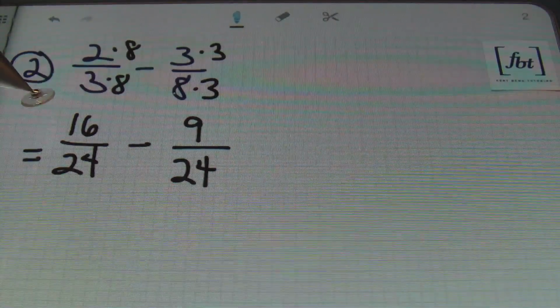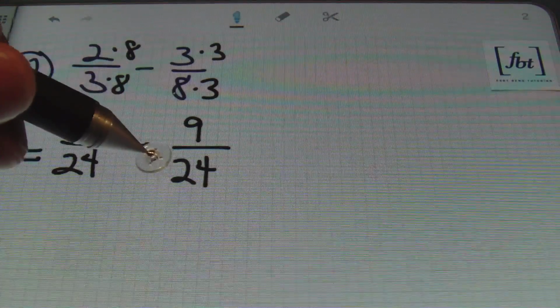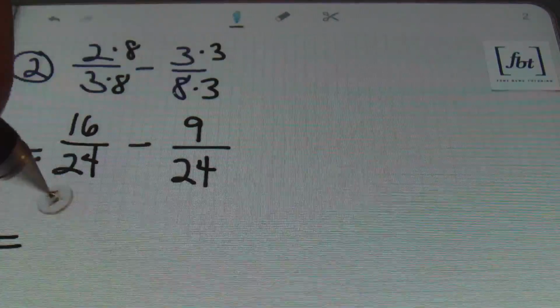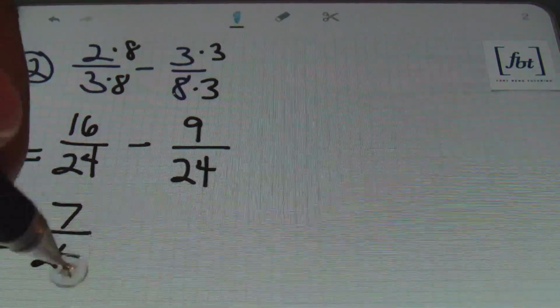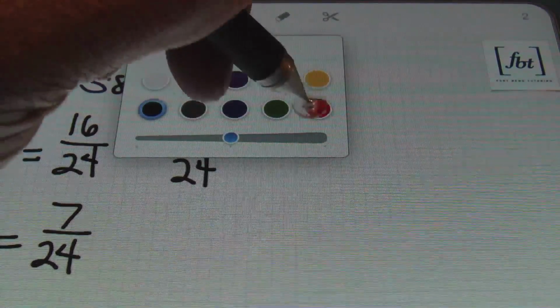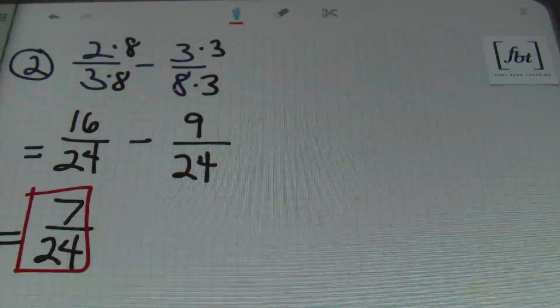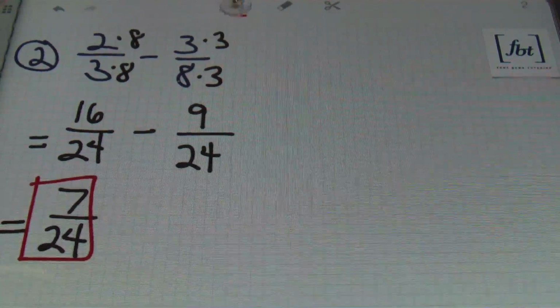But now that I have this 16/24 minus this 9/24, we can go ahead and subtract finally, right? So 16 minus 9 gives us 7 over our common denominator of 24. And that gives me the answer of 7/24, done and done. Just like that, ladies and gentlemen. You got it. Moving on to the next problem.